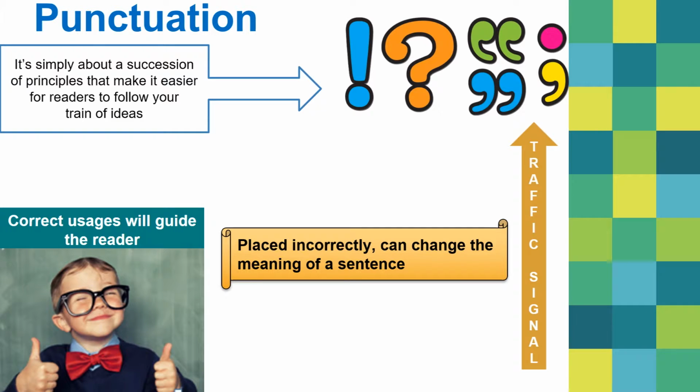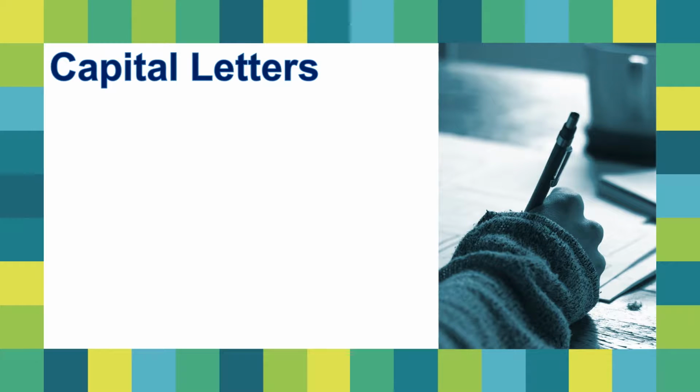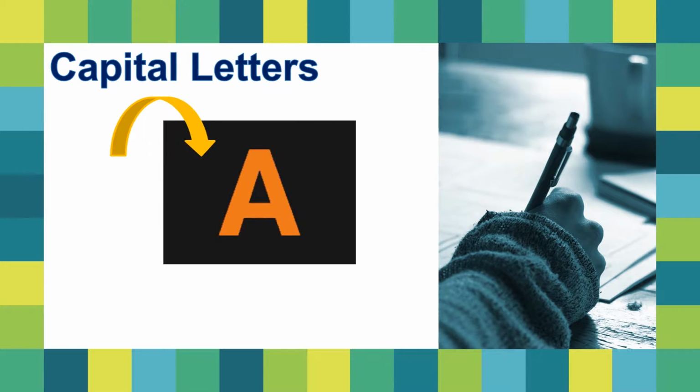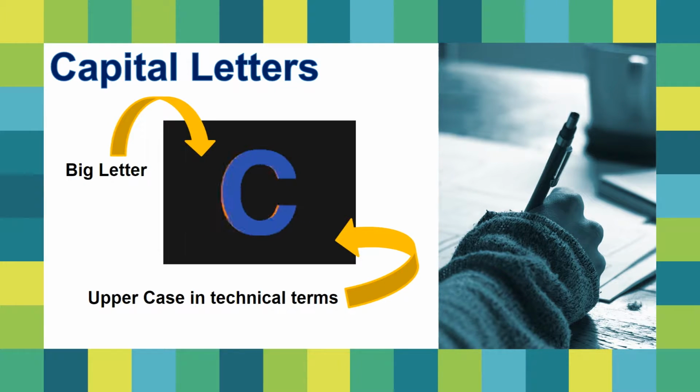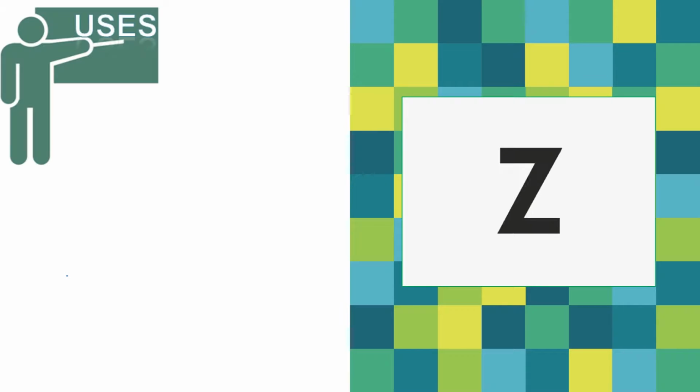Before getting deep into punctuation, let's talk about capital letters. Yes, capital letters. Another name is big letter, or uppercase in technical terms, like A, B, C, D, E, F, and so on. Now, let's have a look at its uses. It means when and where we are using capital letters in our written statements.